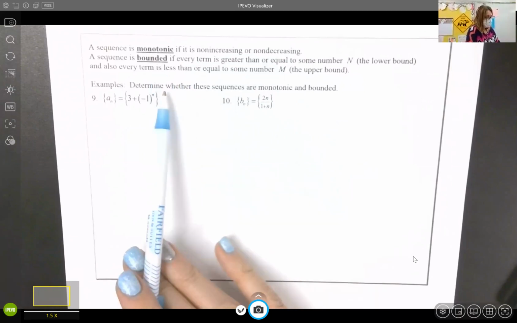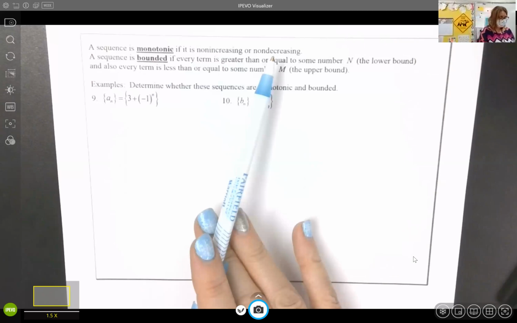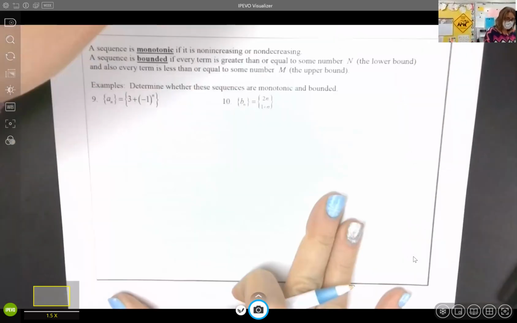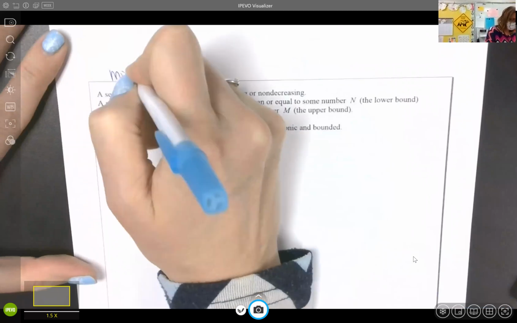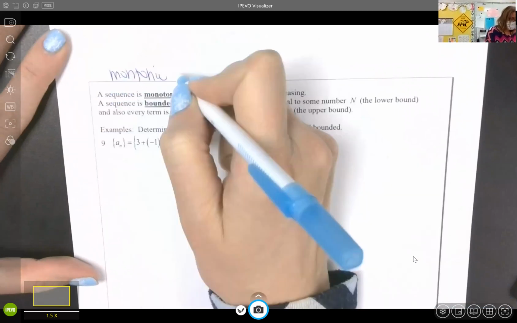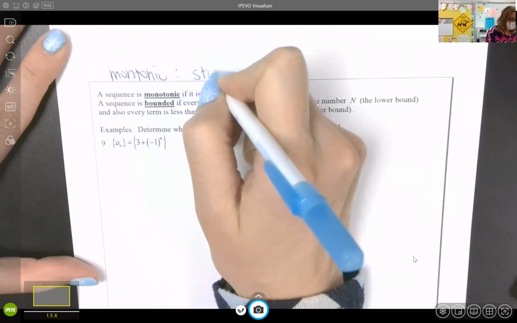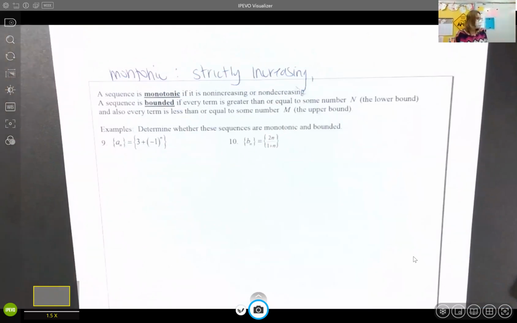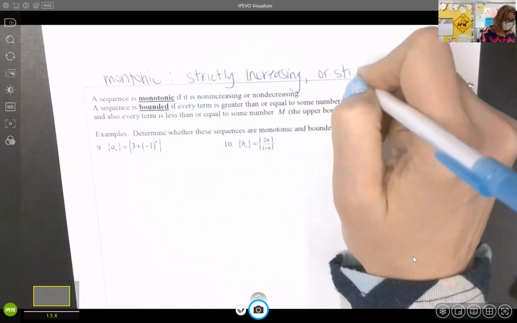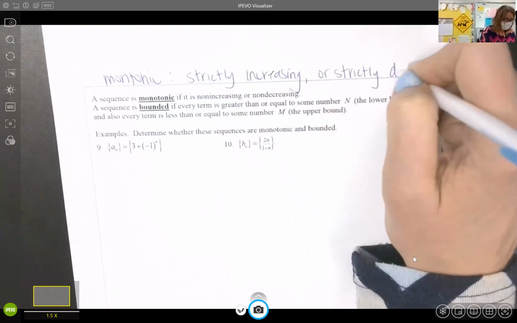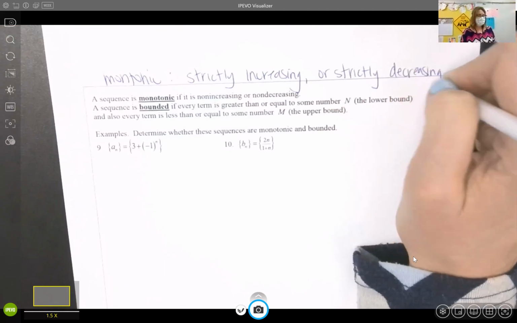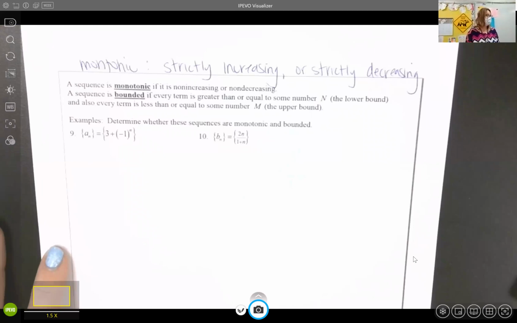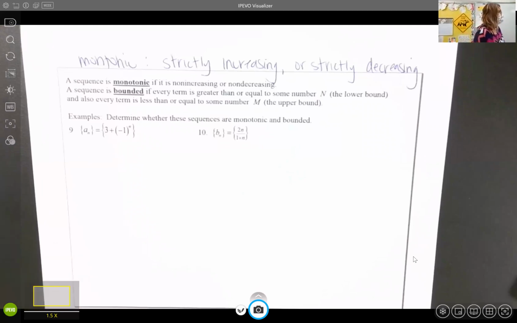So a sequence is monotonic. Okay. So if it is non-increasing or non-decreasing, which is a really confusing way of writing, monotonic means it's strictly increasing. So the terms are going to get bigger and bigger and bigger, or strictly decreasing. Remember we talked about this before when we were doing inverses. So the largest spot where it has an inverse is where it has the biggest interval of increasing or decreasing, or where it's monotonic. Okay.